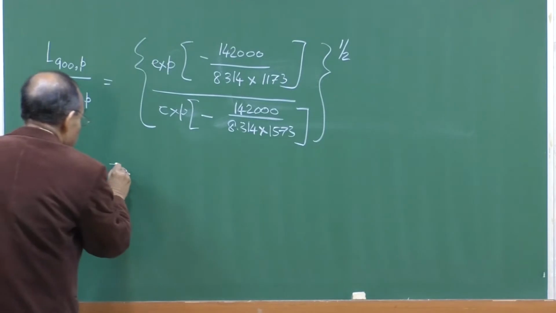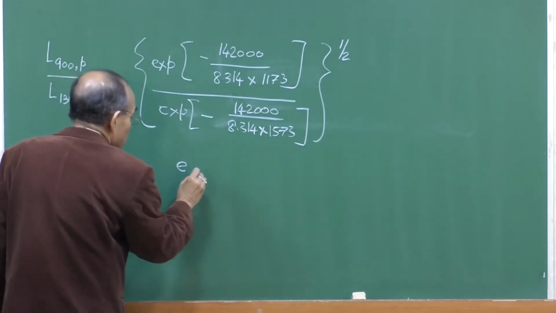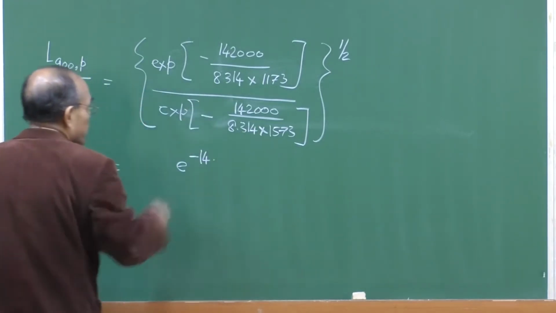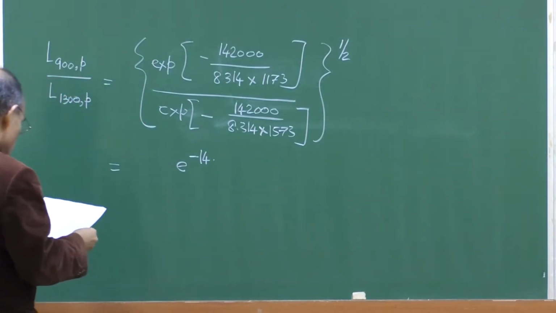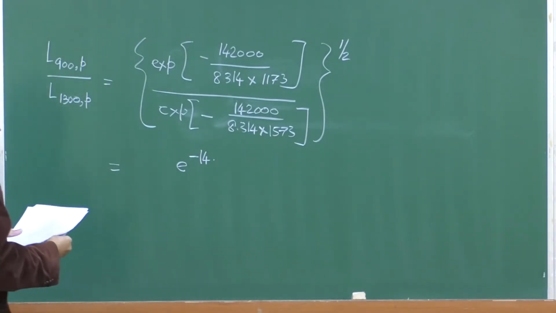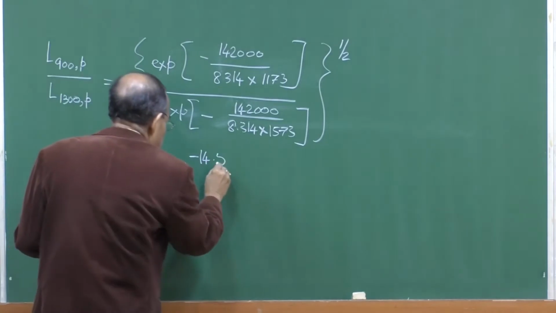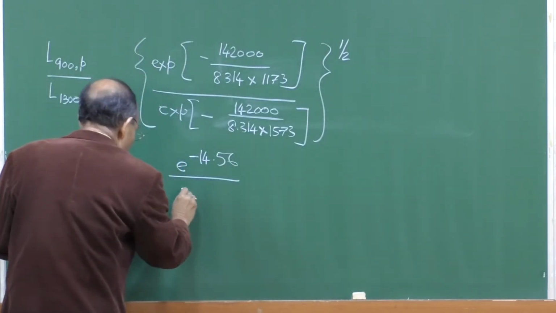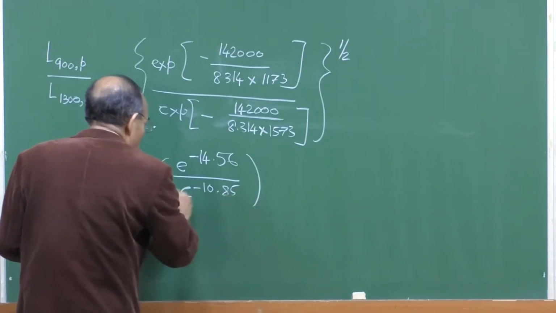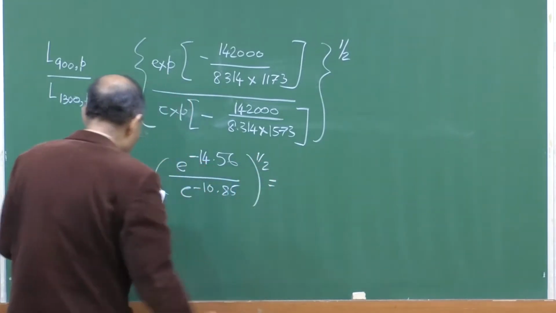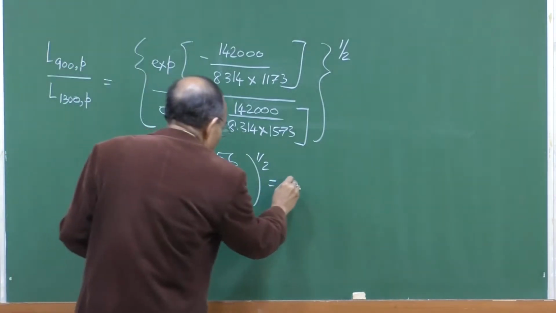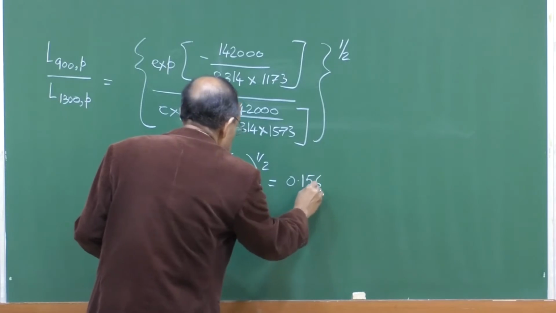If you do that, then you find that this is equal to e to the power minus 14 point, let me see my notes. Okay. This value comes out to be 14.56, and this value comes out to be e to the power minus 10.85, and that is raised to the power of half. If you use your calculator, you find that this value is going to be equal to 0.156.